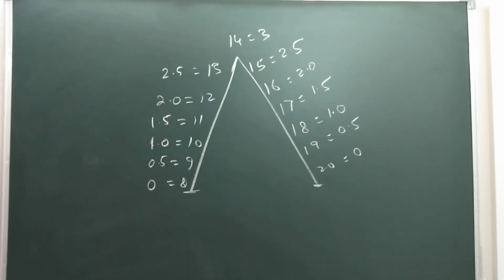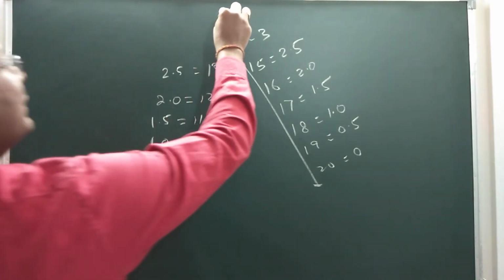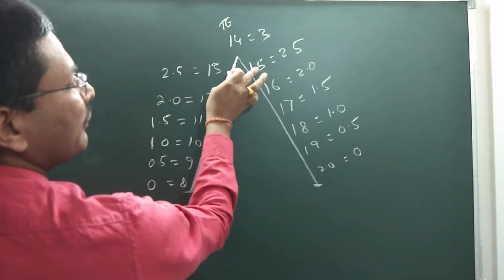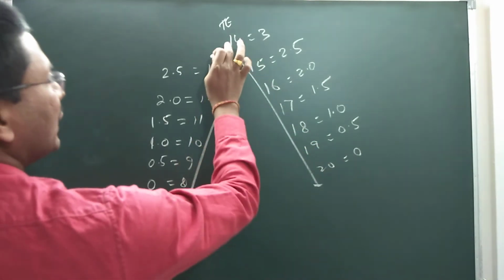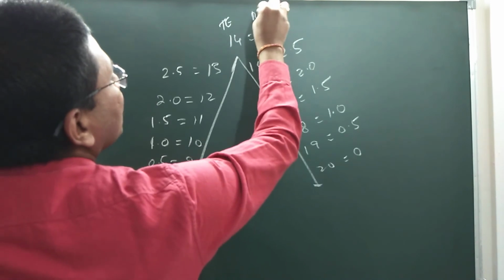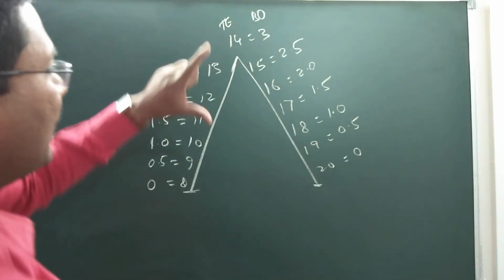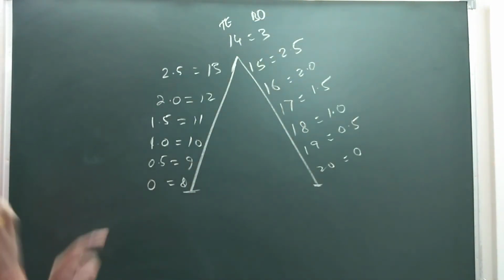So let's see, these are the total electrons: 14, 15, 16, 17, 18, 19, 20 and 8, 9, 10, 11. These are the total electrons and these are the bond orders. So keep this table in mind and you will be able to solve most of the questions.